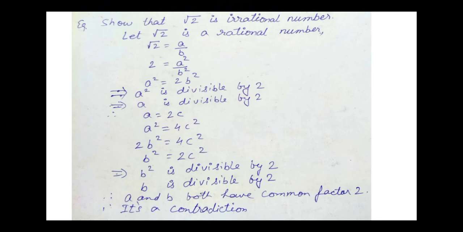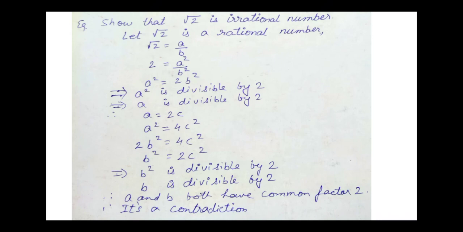Now, if root 2 is a rational number, then rational numbers are of the form a by b, where b should not be equal to 0. So we will take root 2 equals a by b, where b is not equal to 0. Also, a and b have no common factor other than 1. This is the definition of a rational number. So, root 2 equals a by b, where a and b have no common factor other than 1 and b is not equal to 0.